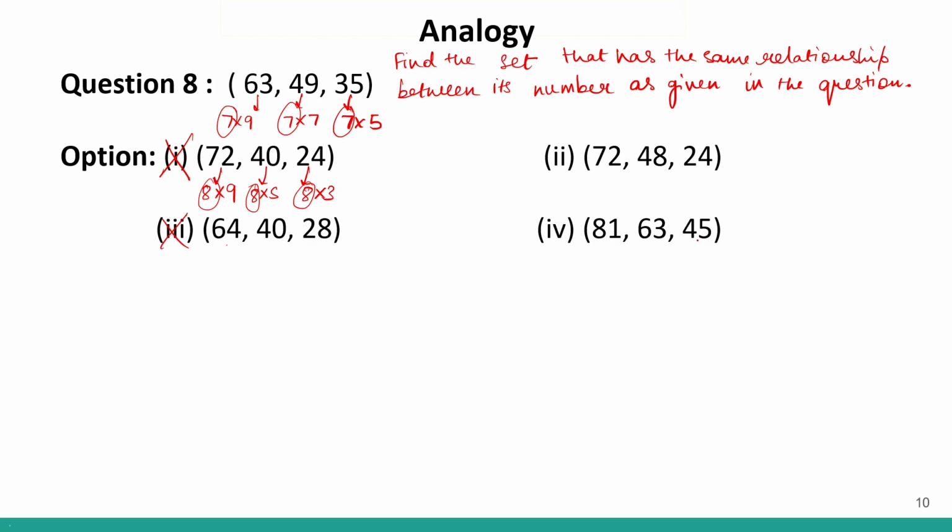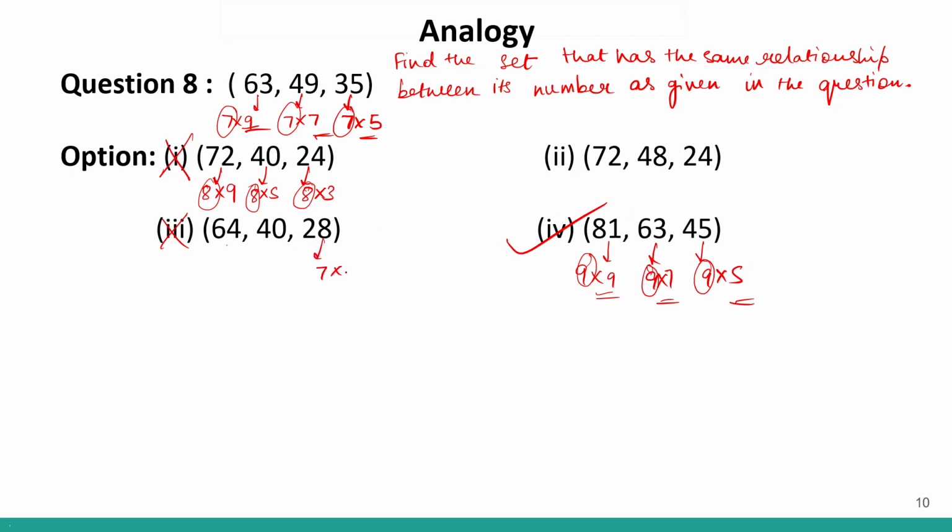Over here, 81, 63 and 45. This is 9 into 9, this is 9 into 7, and this is 9 into 5. Correct? So 9 we have common. We have 9, 7 and 5. Over here also we have 9, 7 and 5. This is the set which has the same logic. So this will be the answer. Correct?